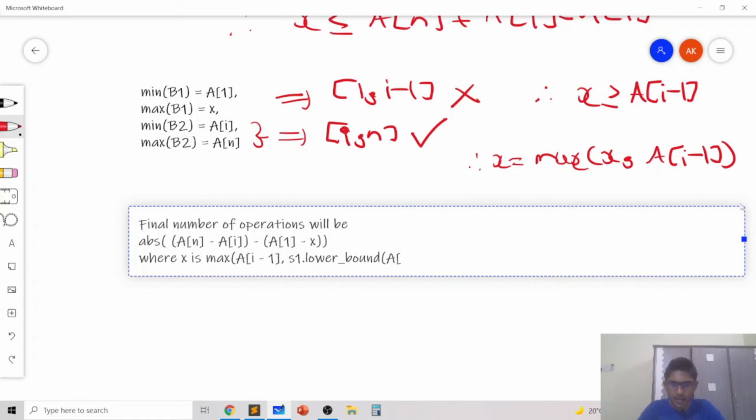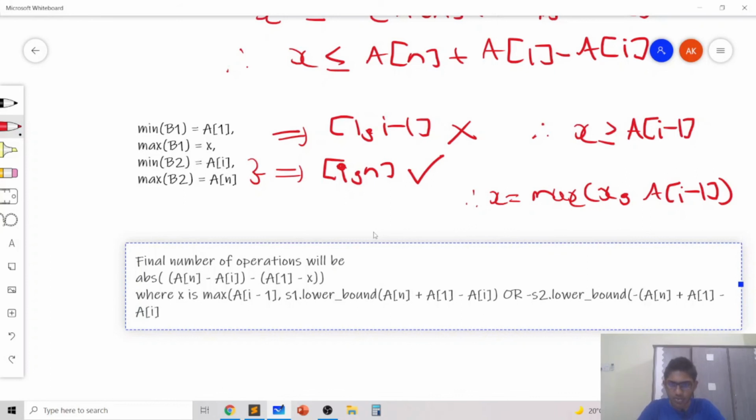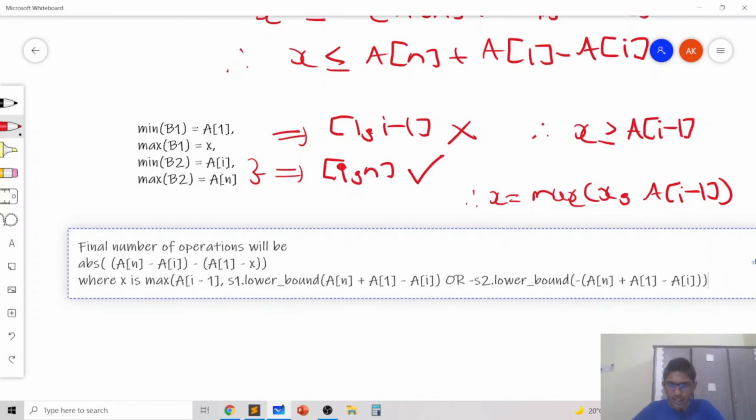So there will be two cases. The first case is when we take the lower bound from set 1 on an plus a1 minus ai, and the second case is when we take the lower bound from set 2, and we obviously need to take the negative value because each value is the negative of the element, so the negative of the an plus a1 minus ai.